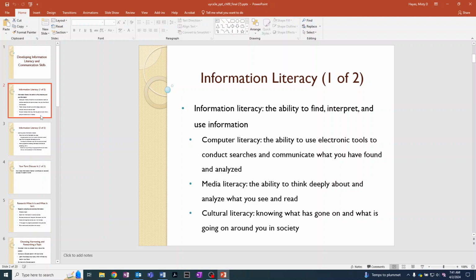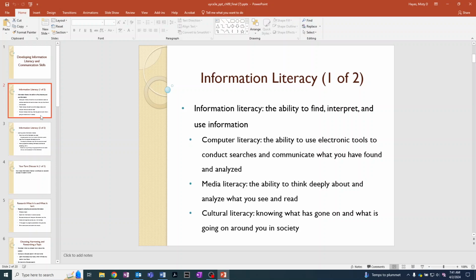There are different kinds of literacy, right? We have computer literacy, media literacy, and cultural literacy. So there are three different types when we're talking about information literacy. Computer literacy really is using electronic tools, right? This is going to help you with laptops, computers, even your smartphone. You're going to conduct searches, and when you find the sources that you need, you're going to communicate that in your projects or assignments in your classes.